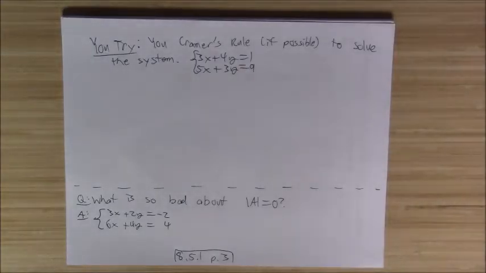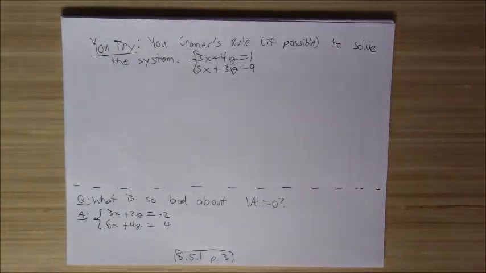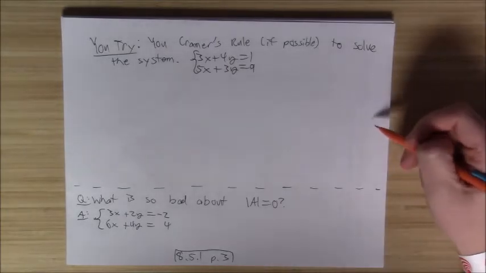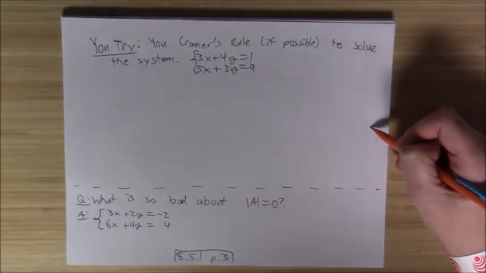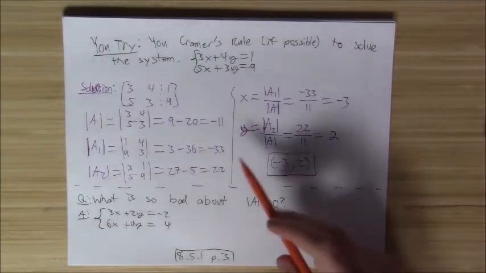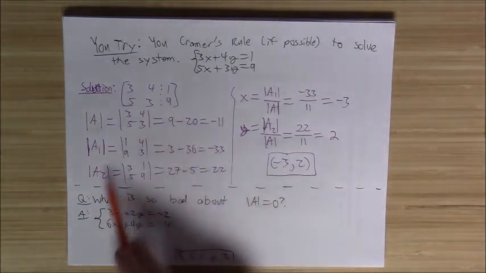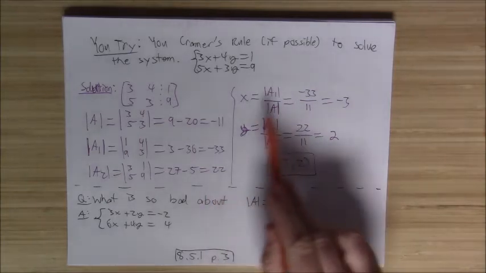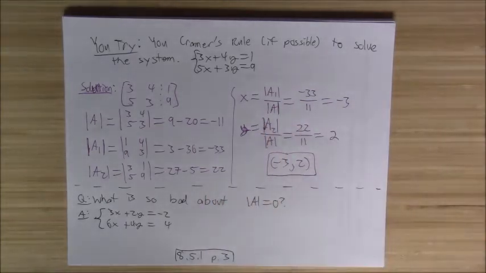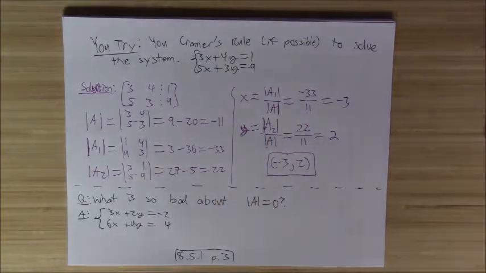And now it's your turn to try an example, so go ahead and use Cramer's rule to solve the following system of equations. On the count of 3, I'll reveal the solution. 1, 2, 3. So here we see that I went ahead and solved out for each of the determinants beforehand. Then I can just plug them in to get my answer of negative 3, 2.